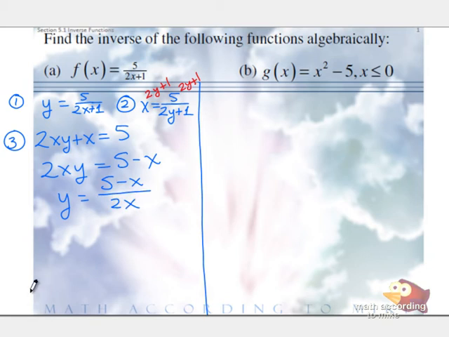Remember, when solving for a variable, that variable cannot appear on the other side of the equation. It is just like when you're trying to define a word, you cannot use that word in the definition. So we have y equals something that does not contain a y. So in step 4, instead of our y, we now put f inverse of x is 5 minus x over 2x.